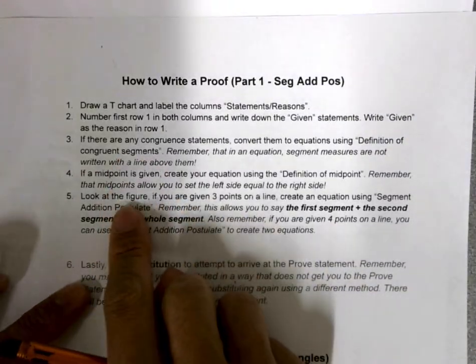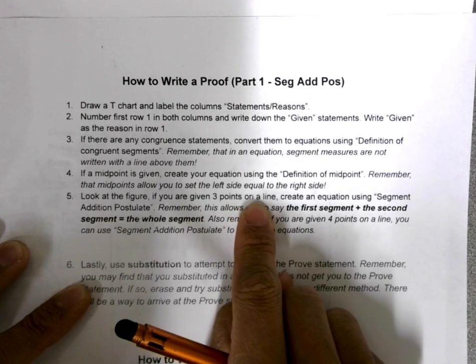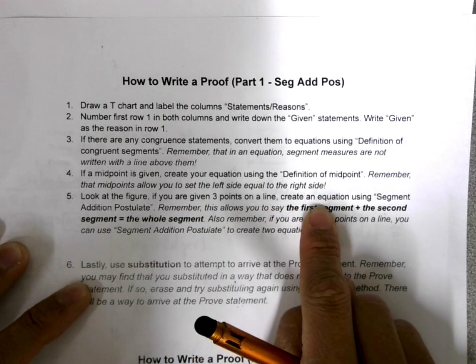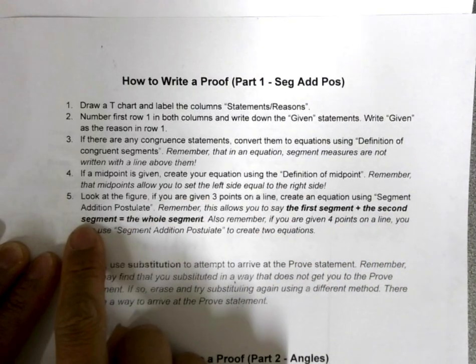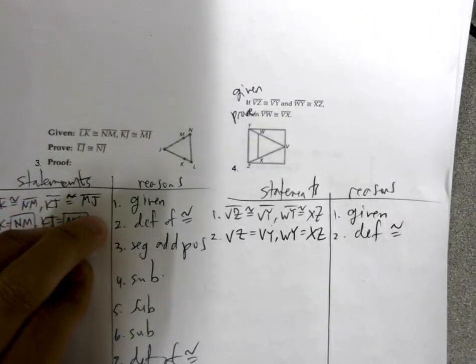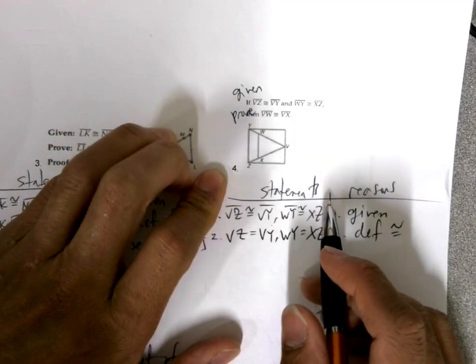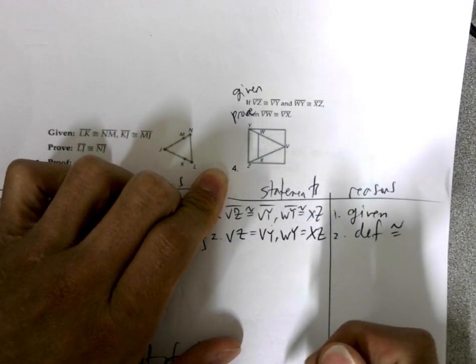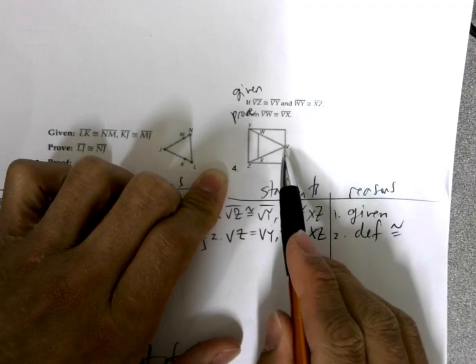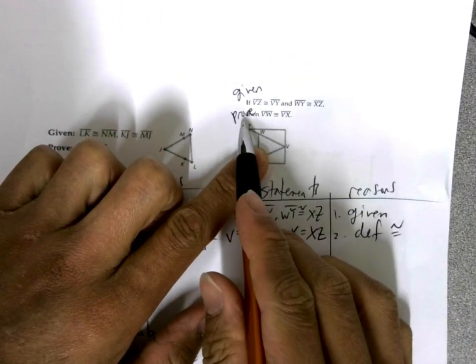What's our next step? We look at the figure, and if we're given 3 points on a line, we create an equation using segment addition postulate, right? Which says first part of the segment plus second part of the segment equals the whole segment. So if we look at this figure, you might be looking at it and be like, hey, it's a triangle. It might throw you off. However, we do have 3 points on a line, namely Y, W, and V.